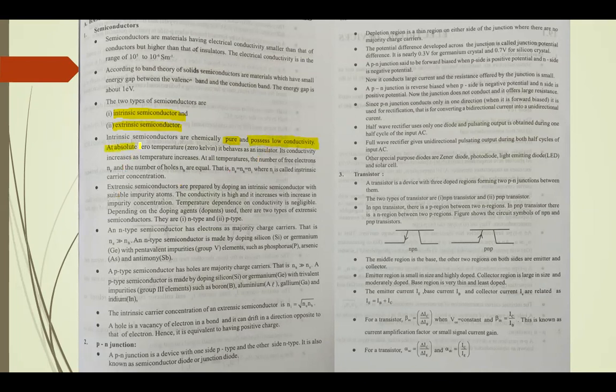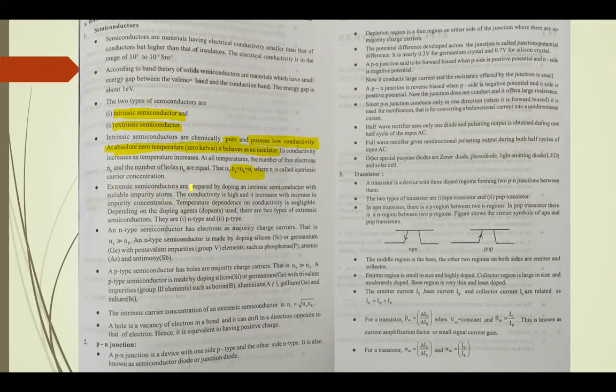As you know, at absolute zero temperature, it behaves as an insulator. Its conductivity increases as temperature increases. So if the temperature is increased, the conductivity increases. At all temperatures, the number of electrons and the number of holes are equal, that is, Ne = Nh = Ni. That is very important.